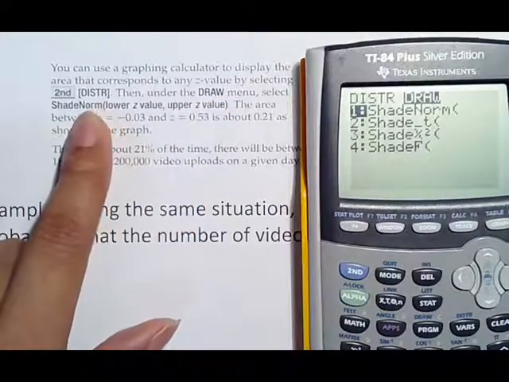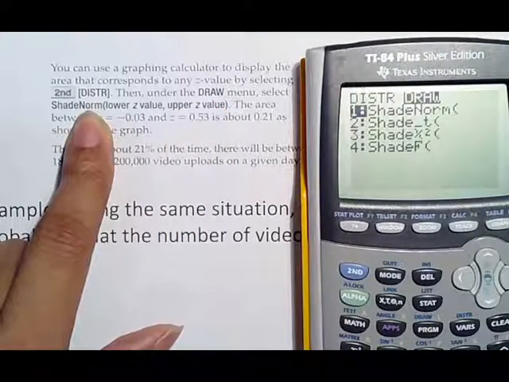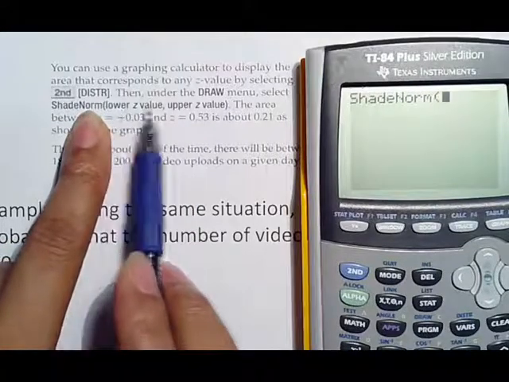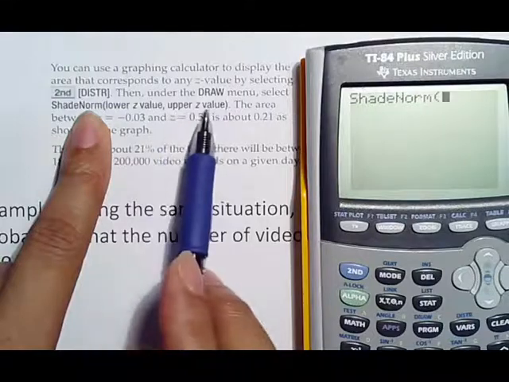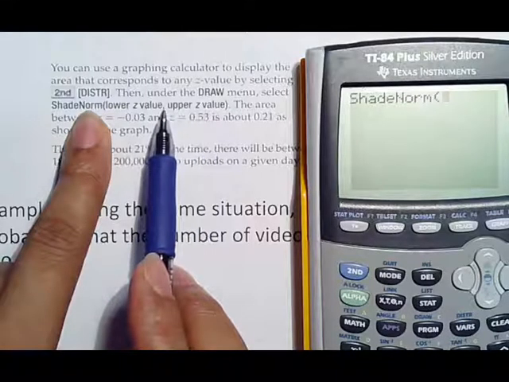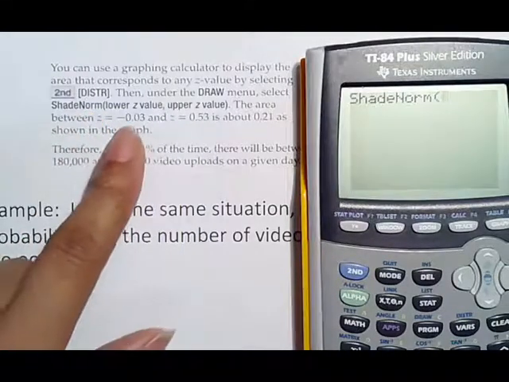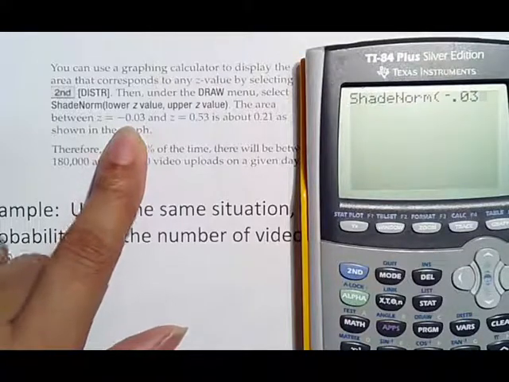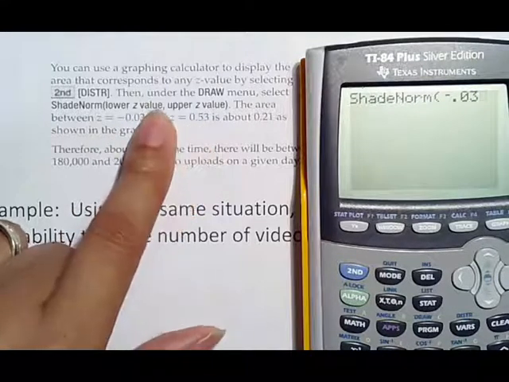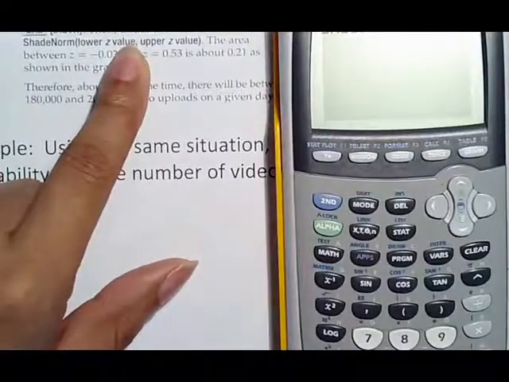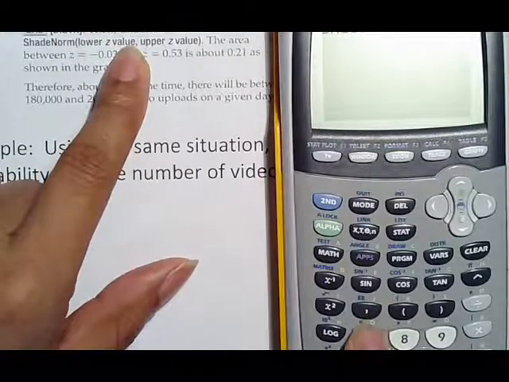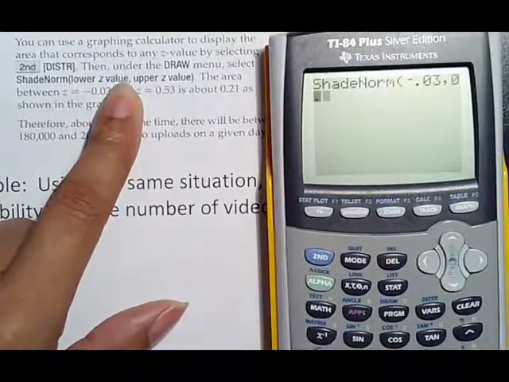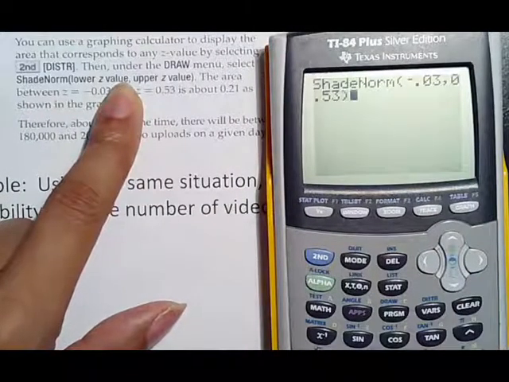Select shade norm, which is what we want to do, and then pay attention to the fact that this has a number, a comma, and then another number. So I probably have to use a comma. My lower number was negative 0.03, and 0.53, so I think there has to be a comma. If you look at your calculator, there is a comma here. So the comma, 0.53, and then graph.